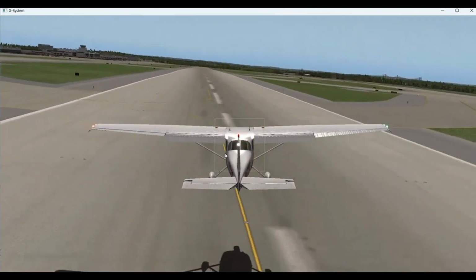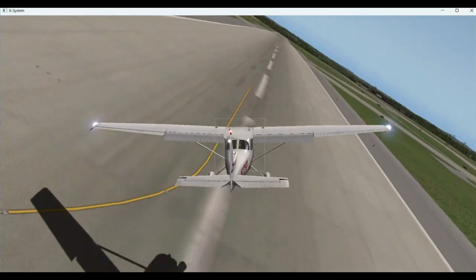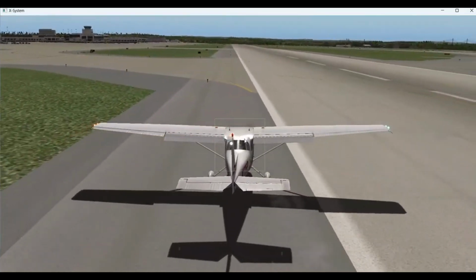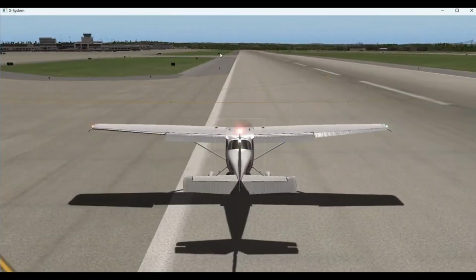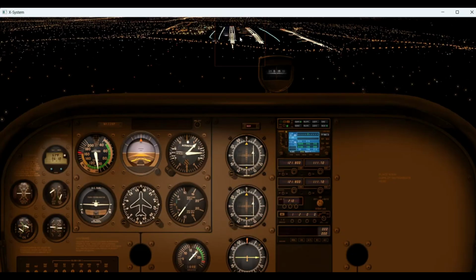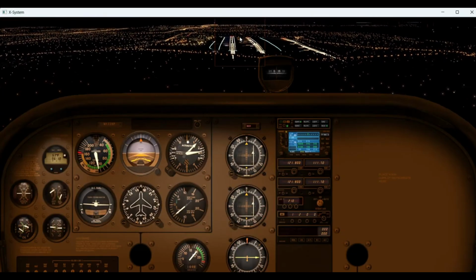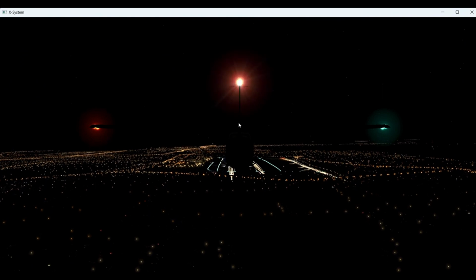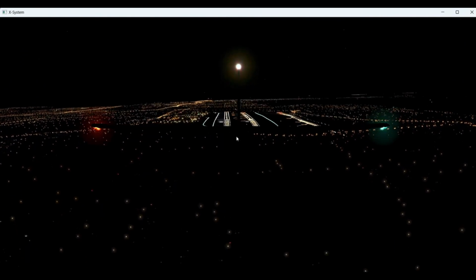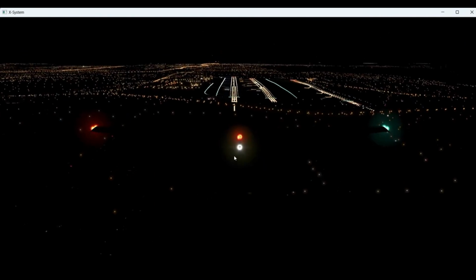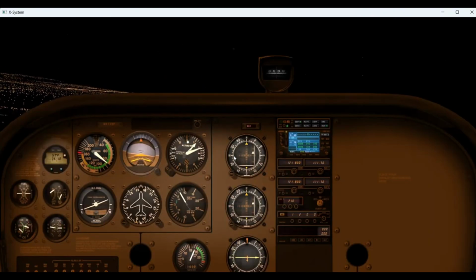Then the next one, I was landing the aircraft while it was nighttime. That was okay, I think. It was kind of hard to see where you're going, but there are lights, so it was okay. I landed it okay, I think.